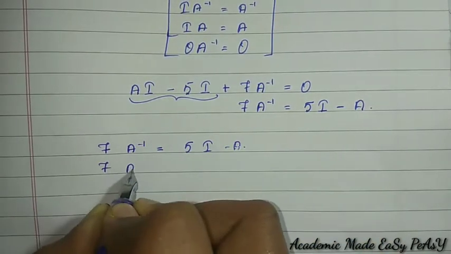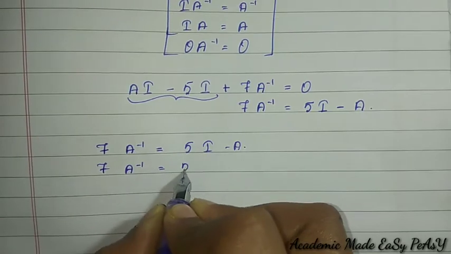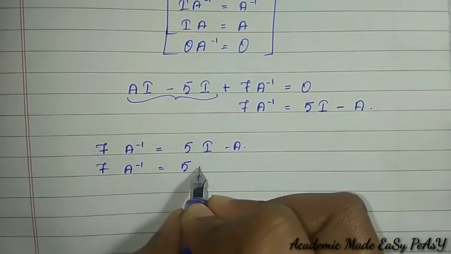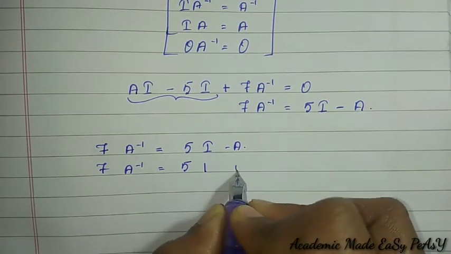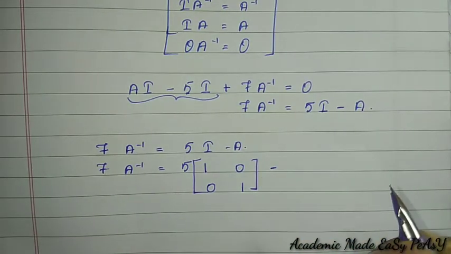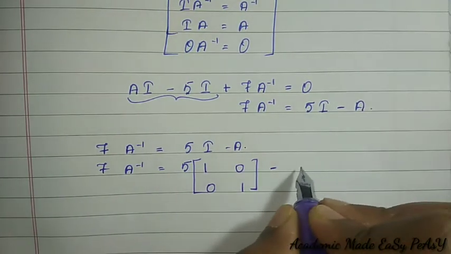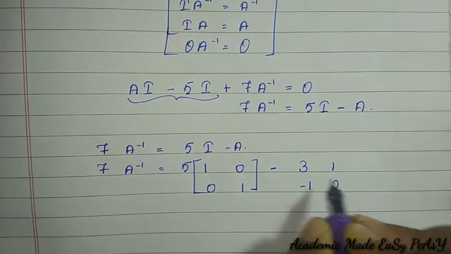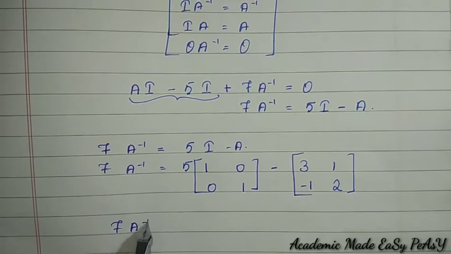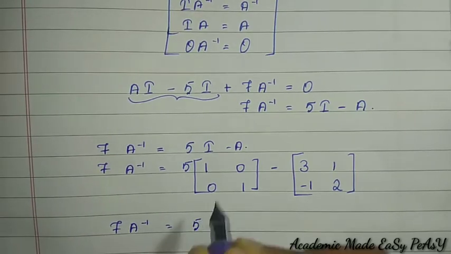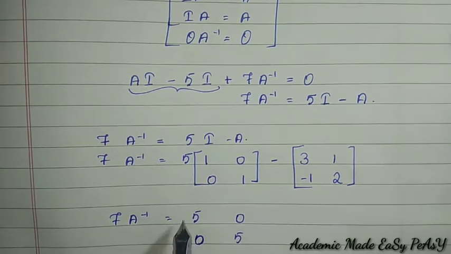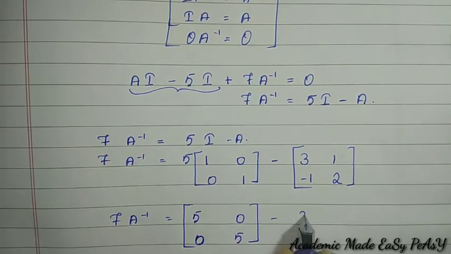So 7A inverse is equal to 5 into, what is the order over there? There it is 2 by 2, no. So 1, 0, 0, 1, minus, what was my A? My A is 3, 1, minus 1, 2. So this is my matrix, no. So 7A inverse is equal to, so I will be multiplying this inside. So 5, 0, 0, 5, minus 3.